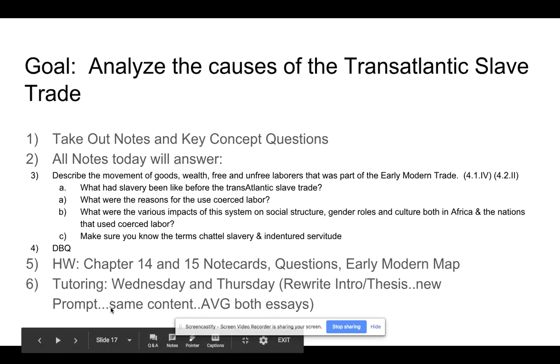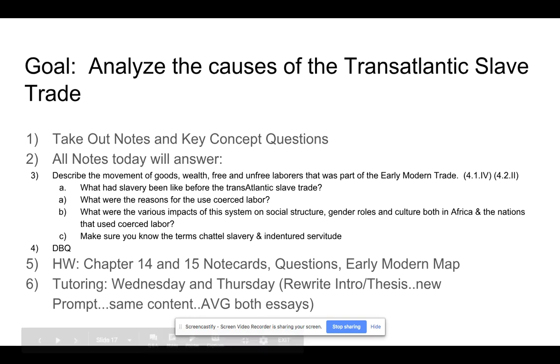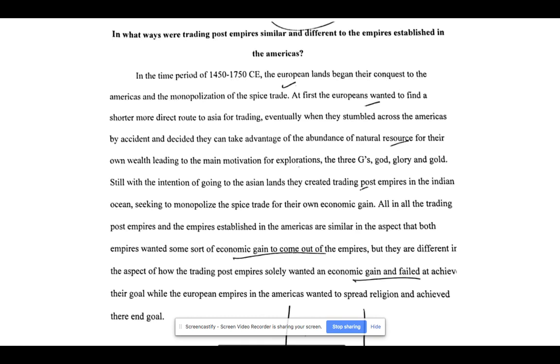Homework for tonight, you're looking at chapter 14 and 15 note cards, questions, as well as the map. There is tutoring available tomorrow for chapter 14 and 15, as well as a chance for you to redo your introduction and thesis that was due on Monday. There will be a new prompt that's addressed.